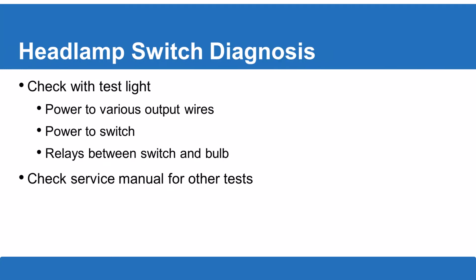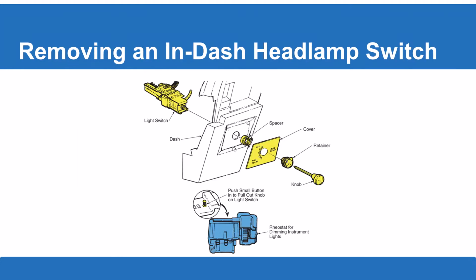Now, if we want to look at headlamp switch diagnosis, we want to check this either with a test light or, my recommendation, usually a digital volt ohm meter. We want to check that there's power to the various output wires that should have power according to the wiring schematic. If we're missing power to the switch, we should go back and make sure that fuse is okay, and then check the relays in between the switch and the bulbs. Again, we want to look at the service manuals to get a lay of the land, which is why we've been looking at schematics.